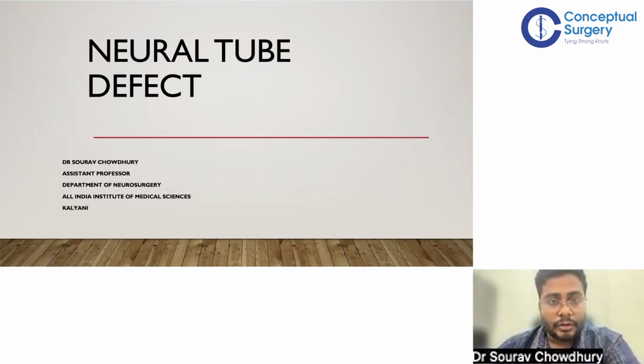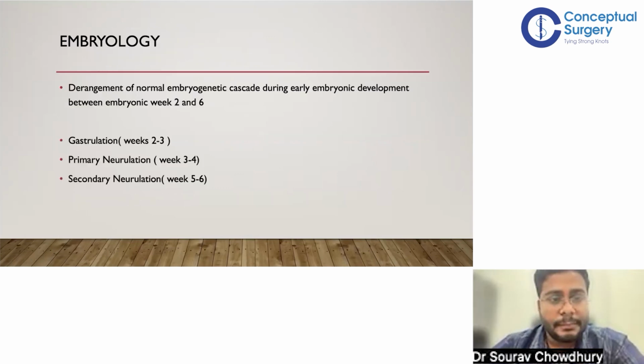To talk about neural tube defect, first will be the definition. It is nothing but a derangement of the normal embryogenetic cascade during early embryonic development between the weeks of 2 and 6. So, there is a derangement of the normal embryogenetic cascade.